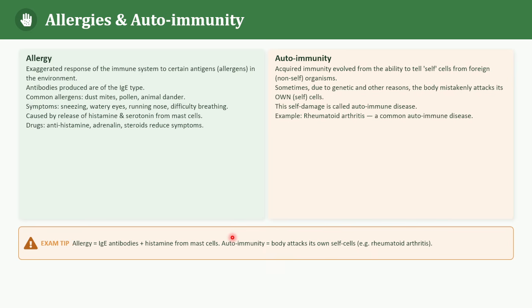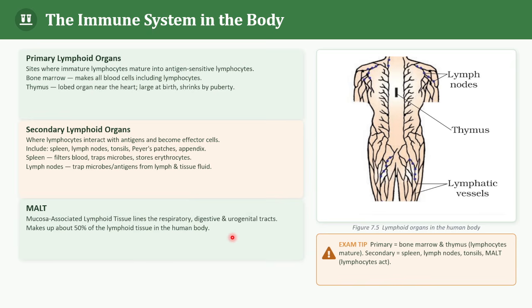And you should know some more examples also. Type 1 diabetes is also an example, rheumatoid arthritis, psoriasis, and multiple sclerosis. And then we have lupus, and also inflammatory bowel disease, celiac disease, and Graves disease. So these are some autoimmune diseases. Many more diseases are there still, but I have given you some examples. Okay, let's move on to the next one.